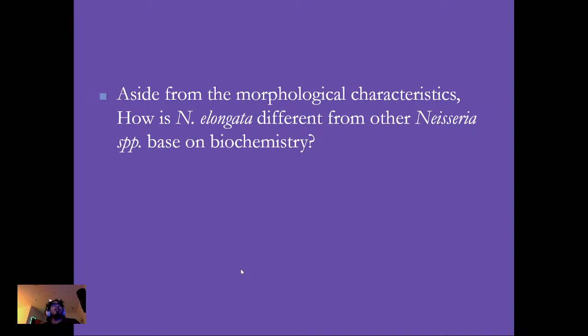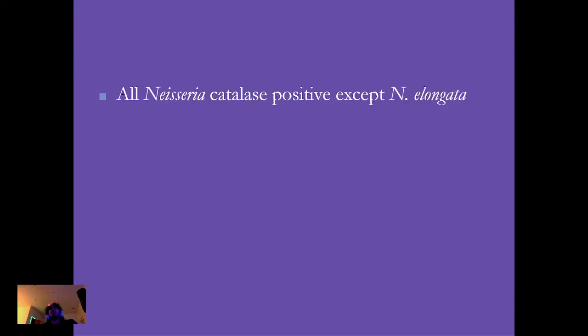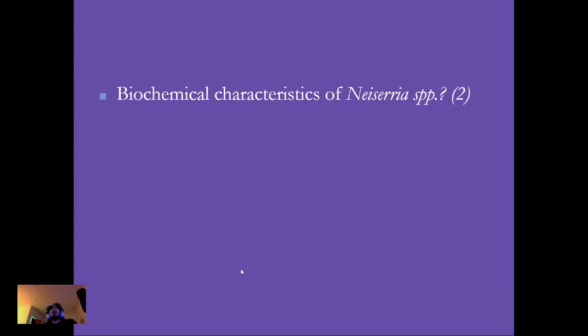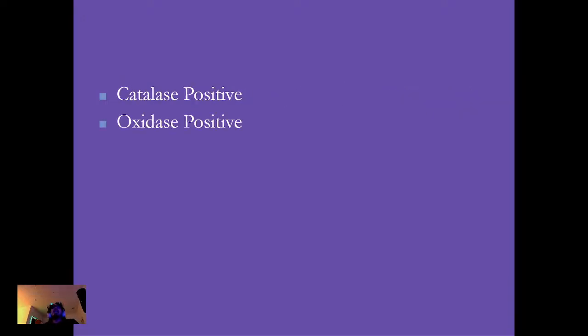Aside from morphology, how is Neisseria elongata different from the other Neisseria species based on biochemistry? All Neisseria species are catalase positive, except for Neisseria elongata. Always remember that. Next, for Neisseria species in general, there are two things you need to remember: the catalase and oxidase tests. They are both catalase positive and oxidase positive.